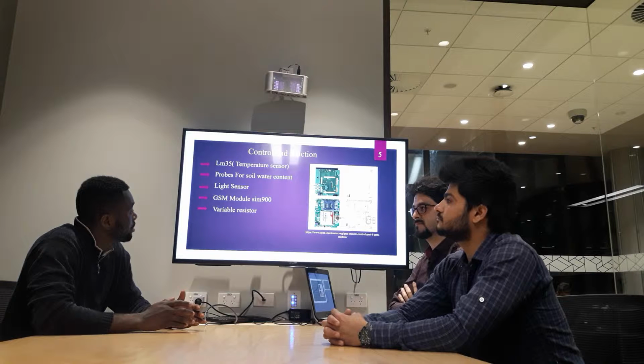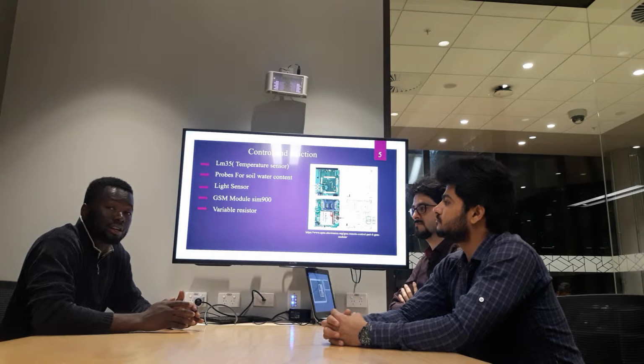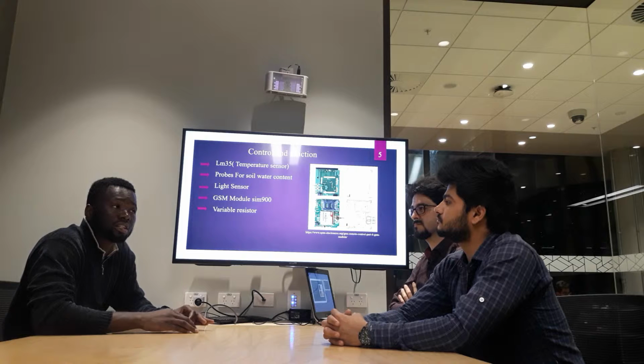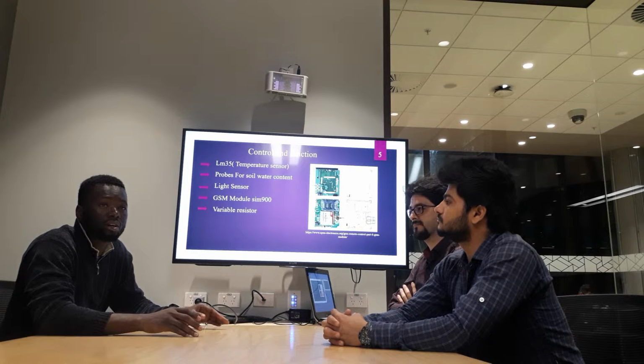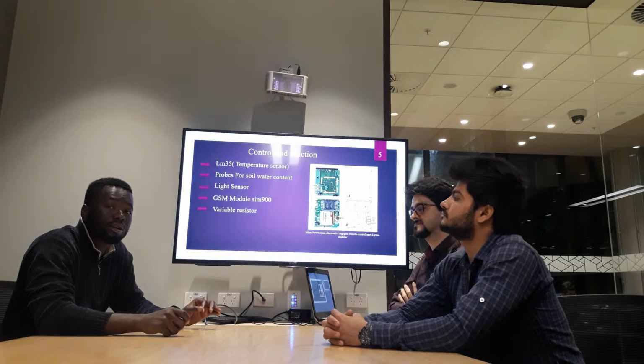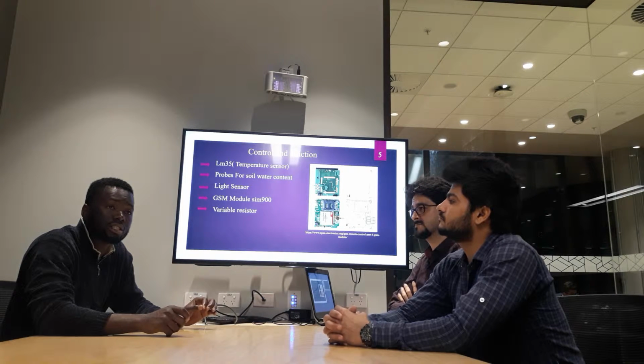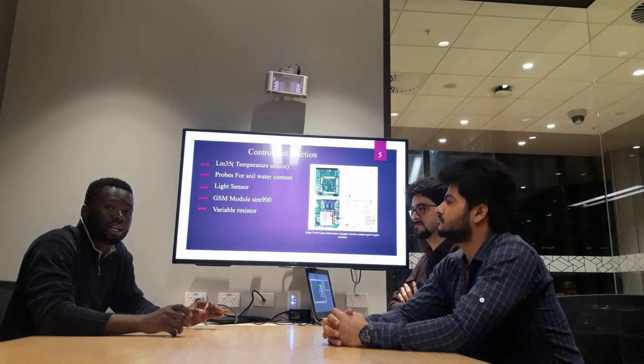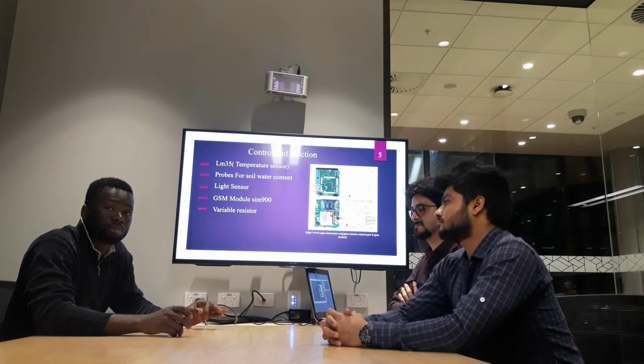We are also going to use the probe for soil water content. We are going to have two probes which we put in the soil. They detect the moisture of the soil. In a situation where the soil is dry, it will give an output of logic 1 to activate the DC motor pump. But when the soil is wet, it gives us a logic 0, which will deactivate the DC motor pump.